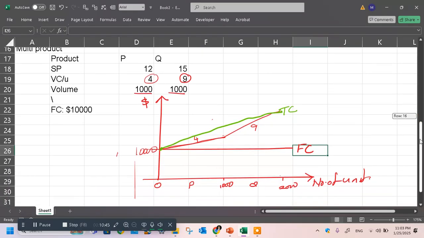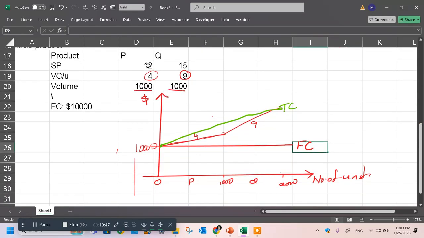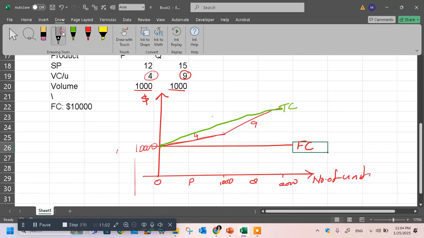Right. Revenue, if you see, P increases at $12. So it's going to be 12 into 1000, 12,000. It will go up to 12,000. Where would this have been? 10, 14,000. Okay. Let's draw with a different color. This color. Okay.